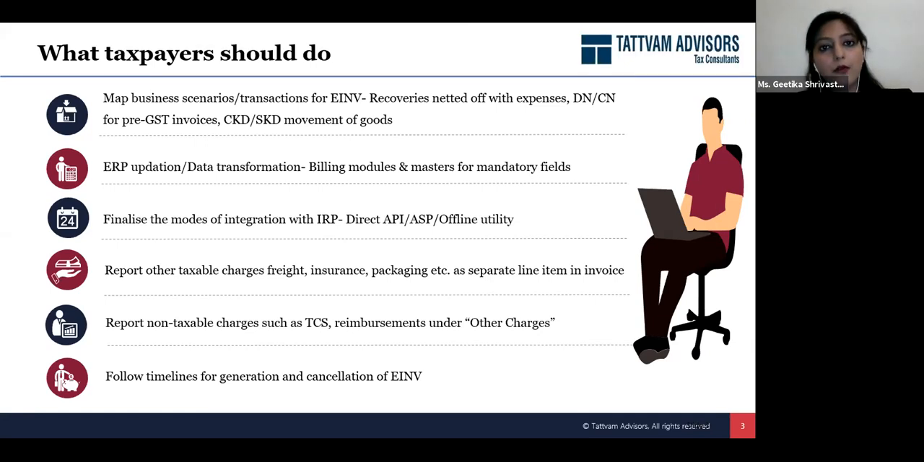So if I'm issuing an invoice for today, let's say it's a 4 December invoice, I can generate an IRN for this invoice only till tomorrow, that is 5th December. If I take this invoice to the portal on 6th December, the portal will reject this invoice and the IRN number will not be generated.